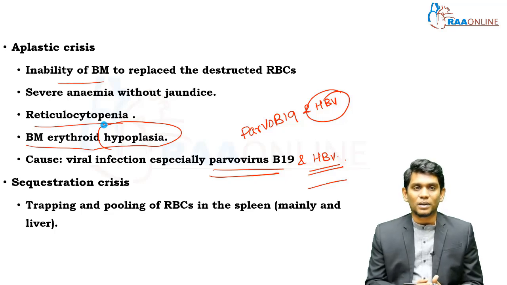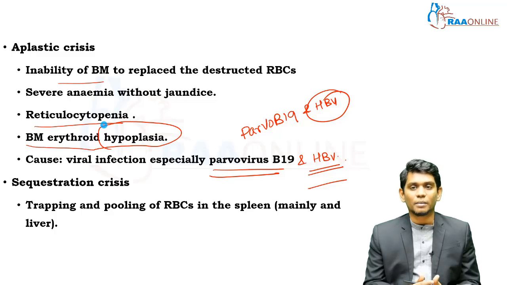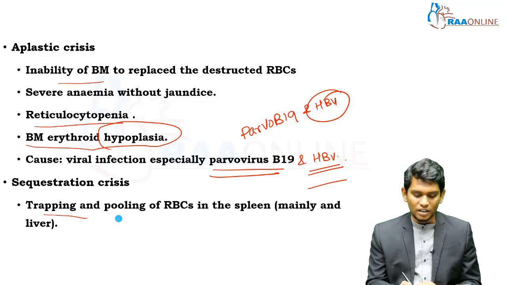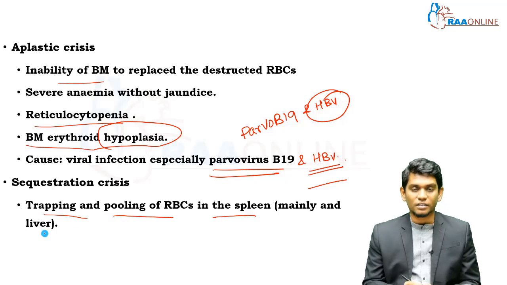In aplastic crisis, because of parvovirus B19 and hepatitis B virus, there can be failure of bone marrow, and reticulocytes will be absent or reduced. Severe anemia can be there, and it can happen without jaundice. Then something called sequestration crisis, that is trapping and pooling of RBCs in the spleen and liver.